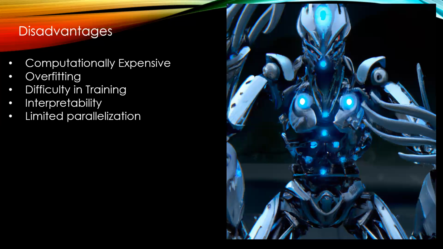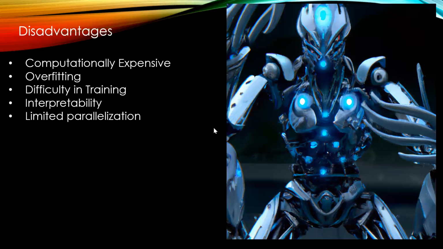In summary, LSTM networks have several limitations and disadvantages, including their computational complexity, propensity for overfitting, difficulty in training, limited interpretability, and limited parallelization. These limitations highlight the need for careful consideration when choosing an appropriate neural network architecture for a given task.